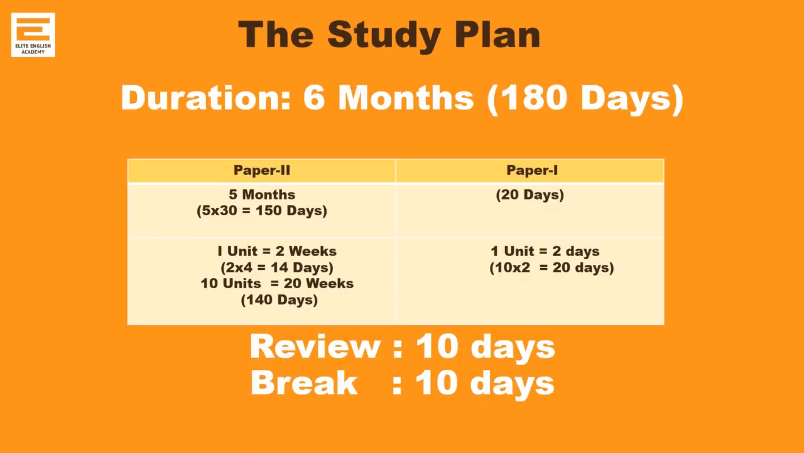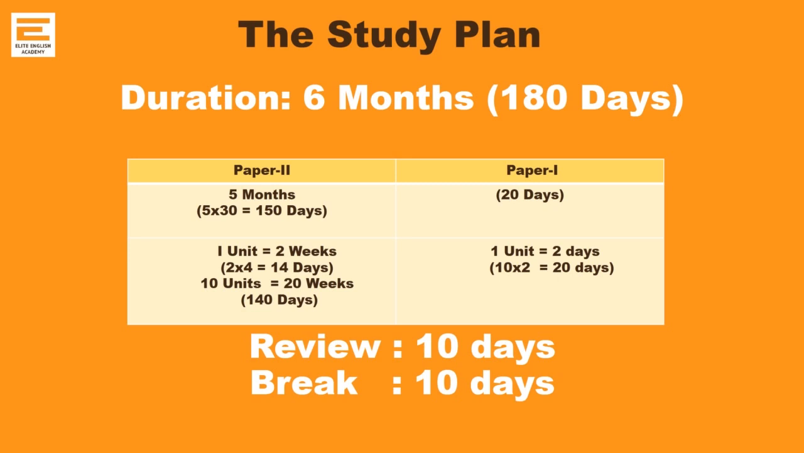Now let me give you the study plan for 6 months. When you join the course, you'll be with us for 6 months. For paper 2, you can take 5 months, whereas for paper 1, you can take 20 days. So 5 months, 5 into 30, roughly 150 days. One unit can be studied for 2 weeks approximately. So within 14 days, you can complete one unit.